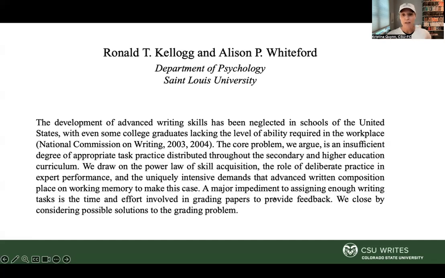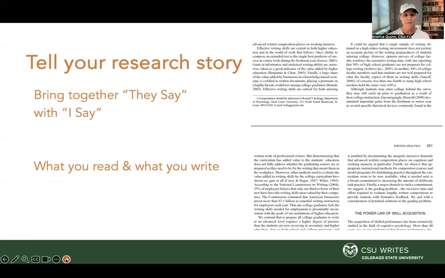And then ultimately, in the end, we move towards their findings and their conclusions. Major impediment to assigning enough writing tasks is the time and effort involved in grading papers to provide feedback. We close by considering possible solutions to the grading problem. So they look at what's the problem with teaching writing? Why aren't students learning enough? We know how it is that they might be able to learn better, right? They need more feedback. How is it that we can get them better feedback ultimately? And so this is the nature of their argument and conversation. That's a quick summary of their piece.